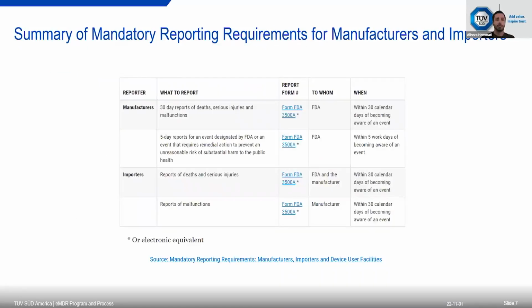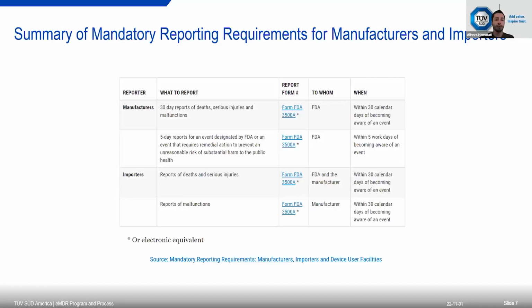This is a summary of what needs to be reported and the timelines. So manufacturers have 30 days to report deaths, serious injuries, and malfunctions to FDA. And these are, of course, as I mentioned, going to be online, and they have 5-day reports for an event designated by FDA or an event that requires remedial action to prevent an unreasonable risk of substantial harm to the public health. So they have 30-day and 5-day requirements.